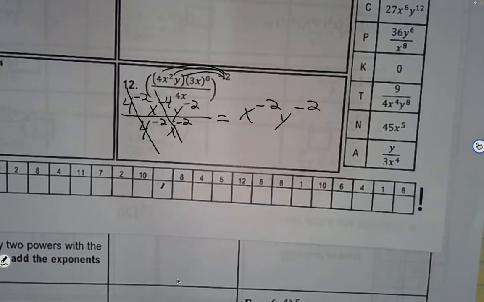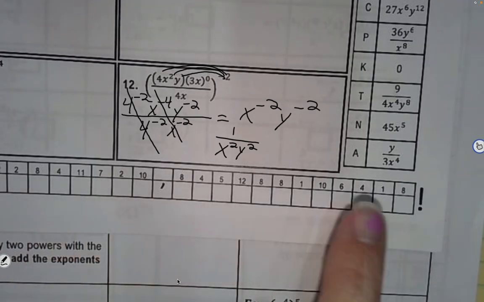Now with a negative exponent, what do you do? You move it to the other side. X squared, y squared. Where's that answer? What letter is that? U. Yes, U. So any of them that have a number 12 down here, you'll put U. Okay, so I helped with some of those.